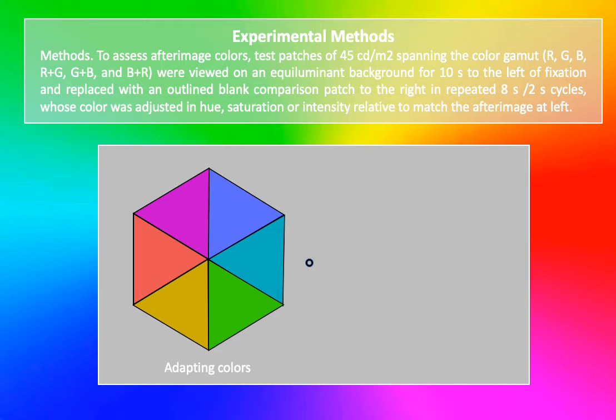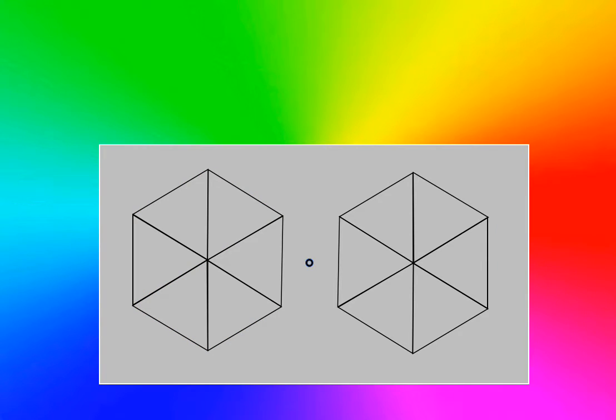So, please stare at the round dot for 10 seconds to build up the afterimage, and do not move your eyes as I change the slide. 1, 2, 3, 4, 5, 6, 7, 8, 9, 10. Keep fixating as you allow your attention to view the colors on the left.